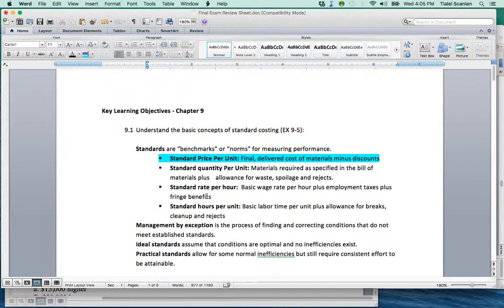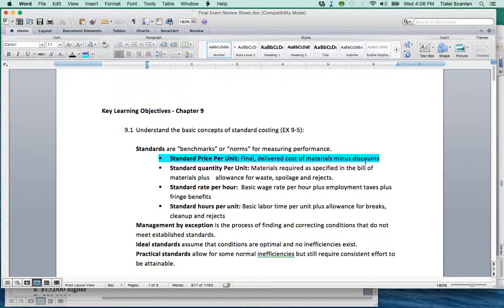So standard price per unit is the final delivered cost of materials minus the discounts. There are standards in everything in business, like a standard way to make a sandwich. For our purposes, the standard price per unit should be the final delivered cost of material minus the discount, so make sure you take out the discounts. Final means including the receiving costs, the shipping costs, pretty much everything you can just add up, and then take out those discounts.